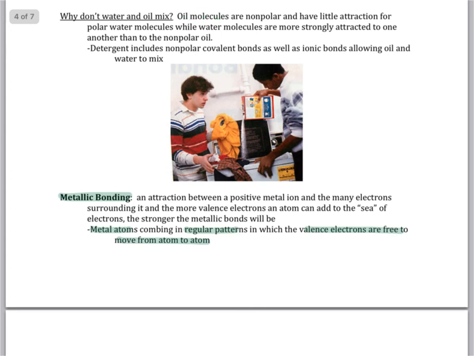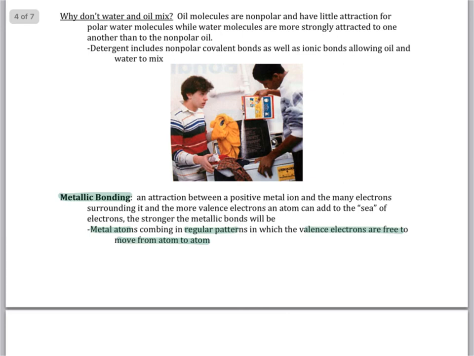Oil molecules are nonpolar, meaning that electrons are shared equally in the covalent bond, and they have little attraction for the polar water molecules. While water molecules are more attracted to one another than to the nonpolar molecules of oil, which means that they are not ever going to mix. We actually need the detergent, which includes nonpolar covalent bonds as well as ionic bonds, which ultimately allow the oil and water to mix and allow for your plate to get clean of grease or oil.